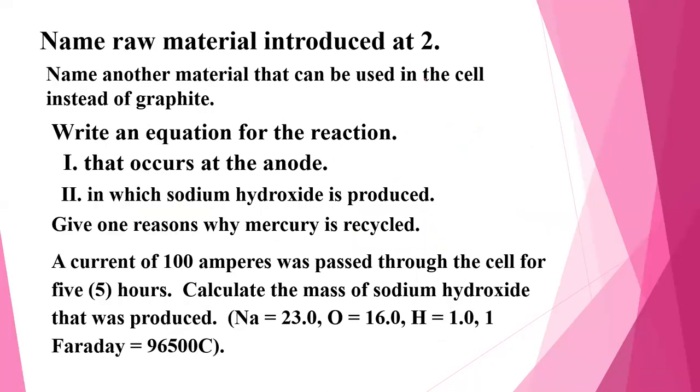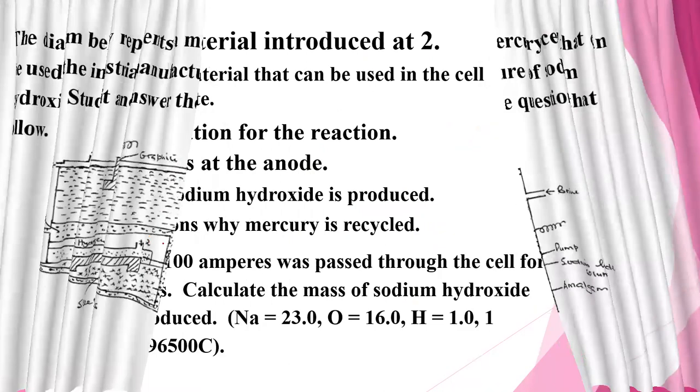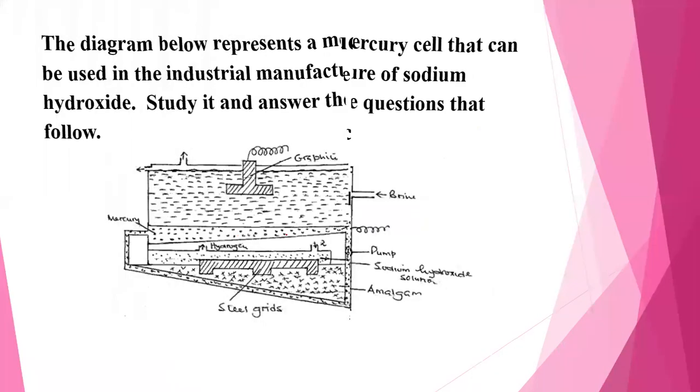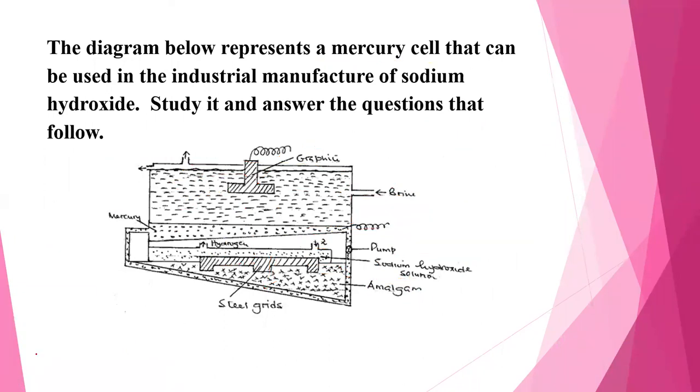Name the raw material at 2. We said here at 2. Let me clear all these so that you'll be able to see. So here is 2. The raw material here is water. The main raw material, one is brine. Another raw material at the lower, or at the cathode, is what we call the water.